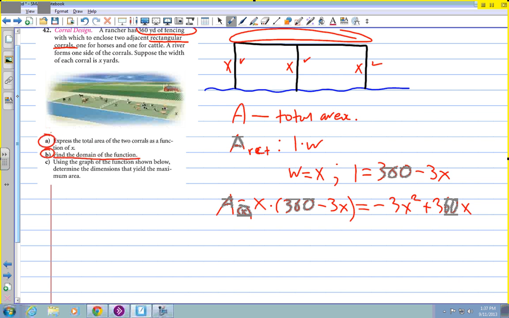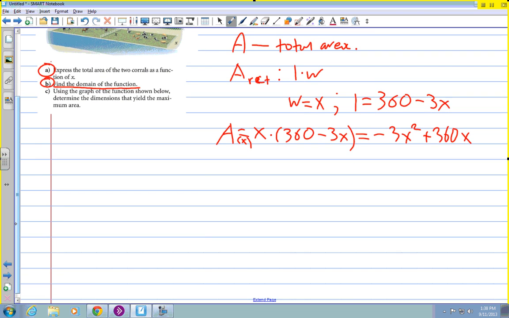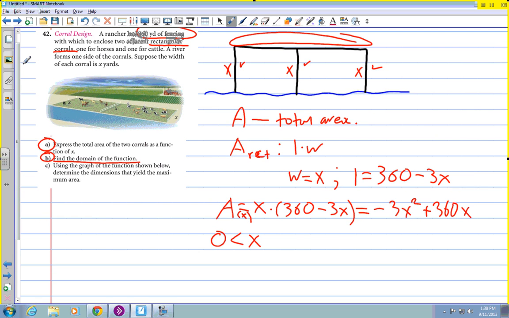Can x be negative? No, that wouldn't make any sense. You cannot have a negative side. X cannot be 0 either, then you don't have anything, right? You just have a fence along the river if x equals 0. So you know that x has to be greater than 0, period. What does the domain mean in relevance to the problem? Well, again, what values can your variable be? That's what the domain is.